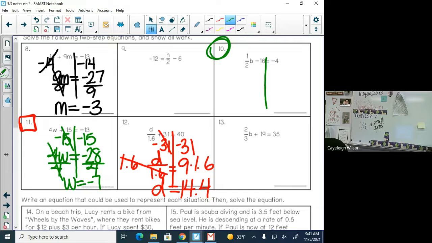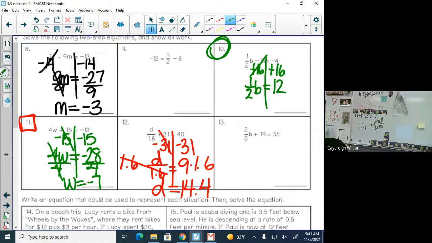All right, so I undo the addition or subtraction first. So what do I do first? Add 16 since it was a minus 16. So minus 16 plus 16 is 0. So let's see, it's 1/2 B equals negative 4 plus 16, which is 12.